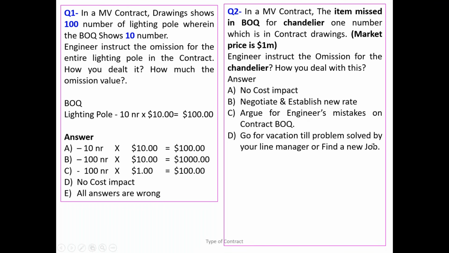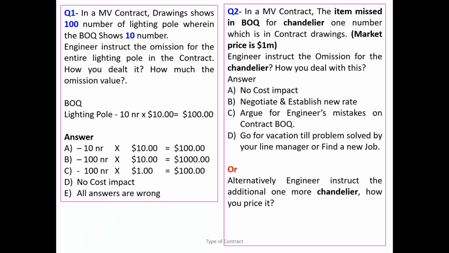Now let's ask the second question. Alternatively, the engineer instructs one more cantilever. How do you price it? What is the answer now? If you don't have the rate, you have to agree a new rate, right? You are going to negotiate.